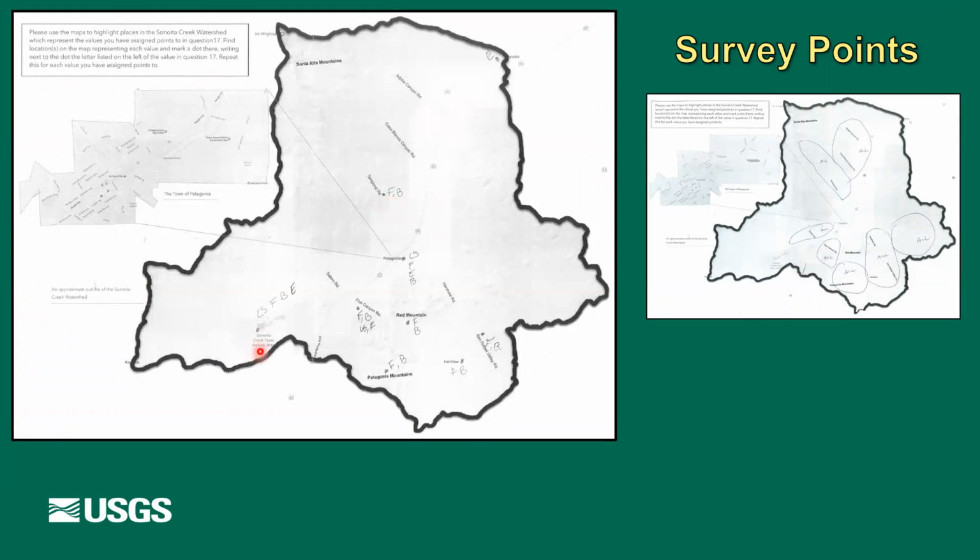They also drew a point at Sonoyta Creek State Natural Area or Patagonia Lake and wrote L, S, and E to go along with F and B, for life-sustaining value and economic value, as well as a few other points throughout the watershed that were important to them.